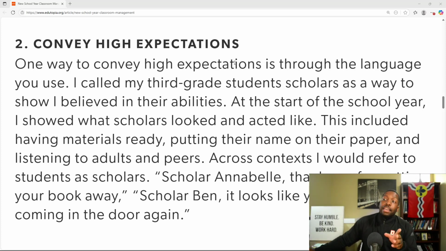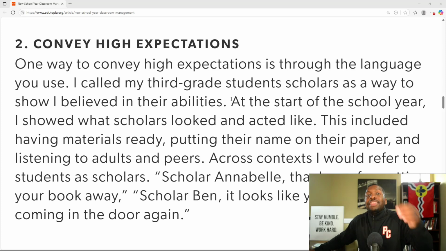One way to convey high expectations is through the language you use. I called my 3rd grade students scholars as a way to show I believe in their abilities. Now, let me stop right there, because that's how this author decides to utilize language to send that message. You don't all have to call your students scholars. If that doesn't feel comfortable to you, then don't do it. So let me throw that in.